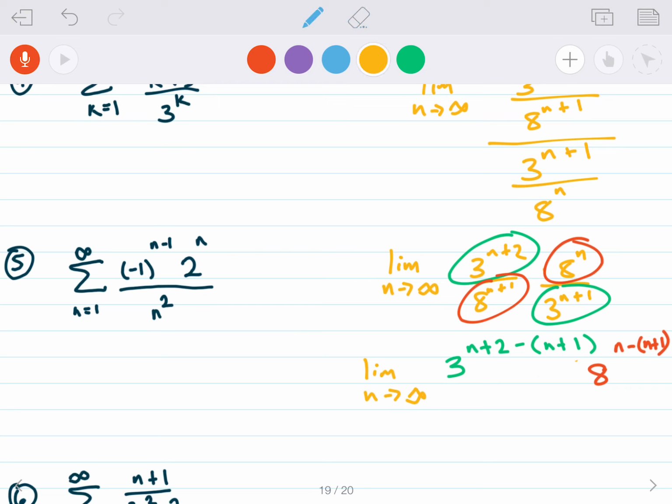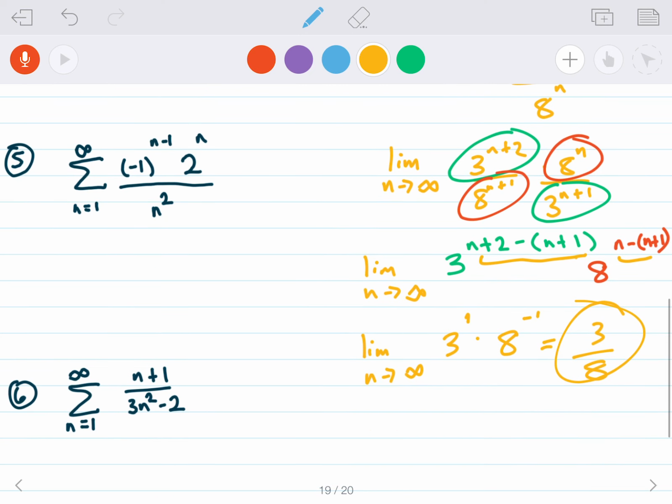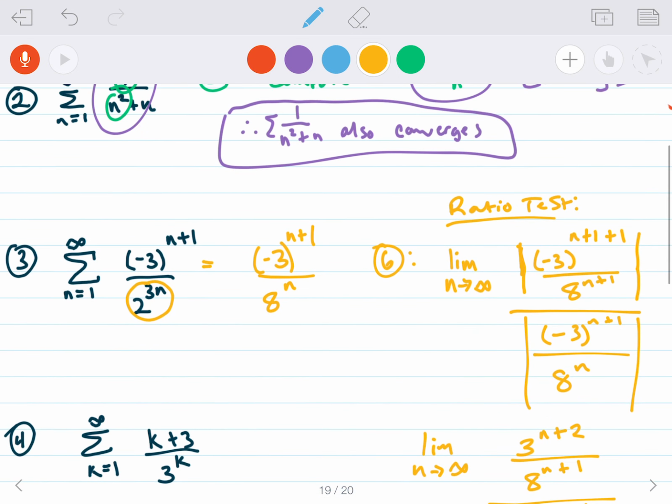So we have the limit as n goes to infinity of 3 to the, this is all going to simplify to 1, so 3 to the 1. And with my 8, that simplifies down to 8 to the negative 1, which is simply 3 over 8. So that's my limit here. My limit in this case is less than 1, so by the ratio test, this thing is going to converge.